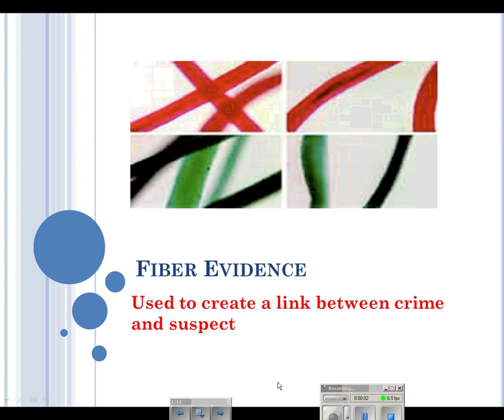Fiber evidence is used to create a link between crime and suspect, which means that it's going to be used to help corroborate a story, which means that it can help us place somebody at a crime scene based on circumstantial evidence.